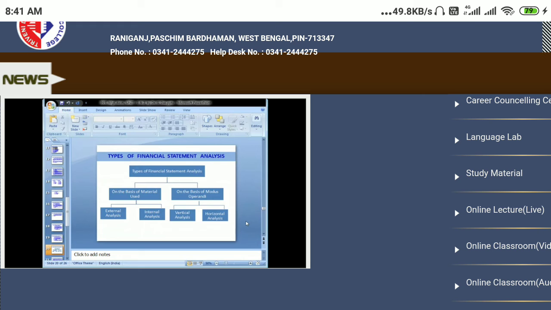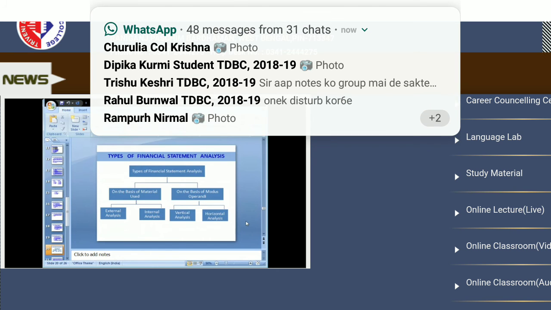The second type is internal analysis. This is made by internal people who have easy access to the books of accounts and other information relating to the business firm. It is carried out on behalf of the management for the purpose of providing necessary information for decision making. And according to modus operandi of analysis, financial statement analysis can also be classified into two categories, vertical analysis and horizontal analysis.